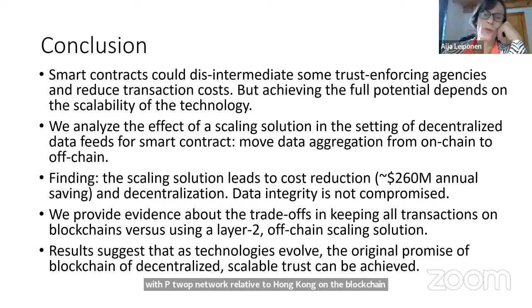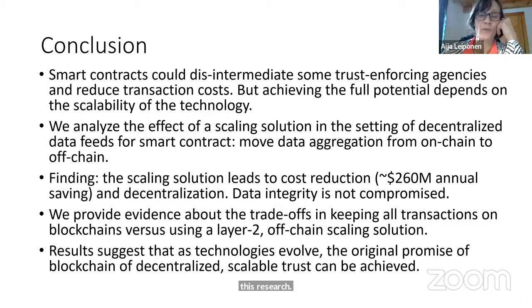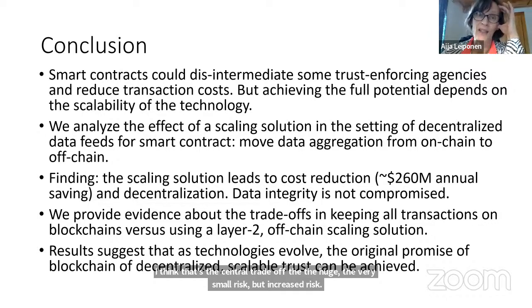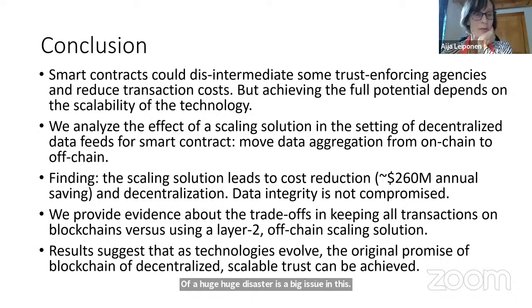Okay, I think that helps. Just a quick reaction: that's not the trade-off that you're highlighting with this research, and I think that's a central trade-off. The very small risk, but increased risk, of a huge disaster is a big issue in this context. But anyway, thanks for the explanation. Thanks.